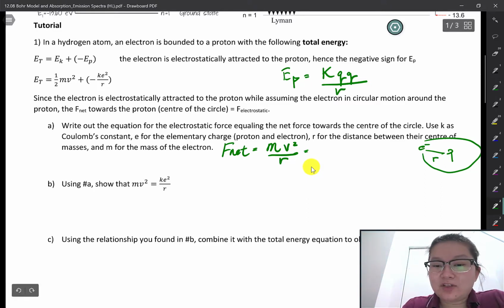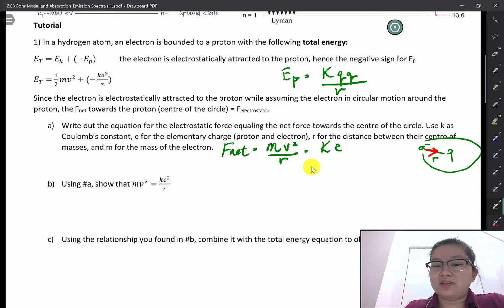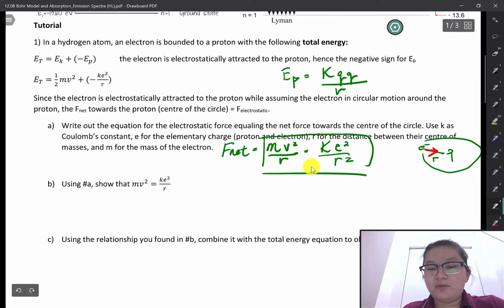And this is going to be equal to the electrostatic force acting on this electron, keeping it bound in the orbit. So this is k, and then I'm going to use e for the charge of an electron, as well as for protons, the same. So e squared over r squared. So this is what we have for the net force acting on the electron.